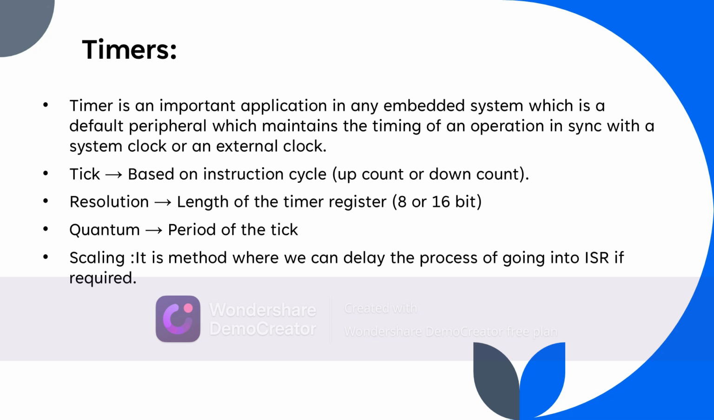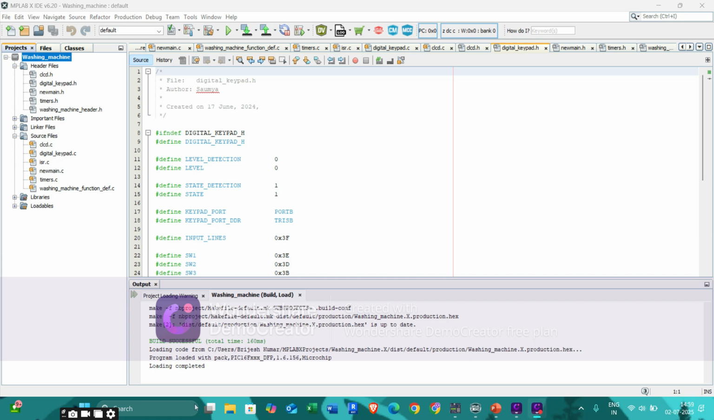We have various components inside it, like tick, which is based on an instruction cycle, that is up count or down count. And resolution, it is the length of the timer register, which can be 8-bit or 16-bit. Quantum, it is the period of the tick. And scaling, it is a method where we can delay the process of going into ISR if required. So now we will move to our implementation of the project.